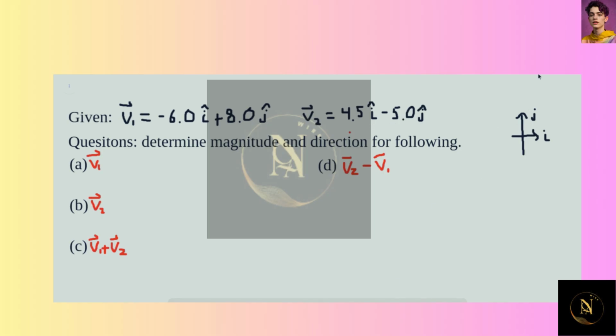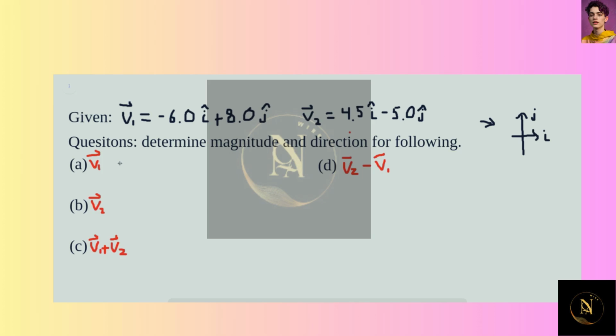I have written out here what we were given, which was v1 is equal to minus 6.0 i hat plus 8.0 j hat, and v2 is 4.5 i hat minus 5.0 j hat. And over here I drew the coordinate system of the direction, right where that arrow is. That's the coordinate system for i and j hat, just so you can get a visual representation.